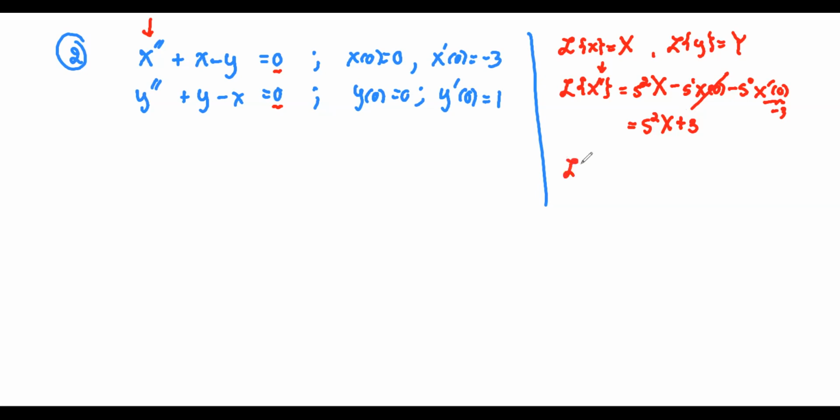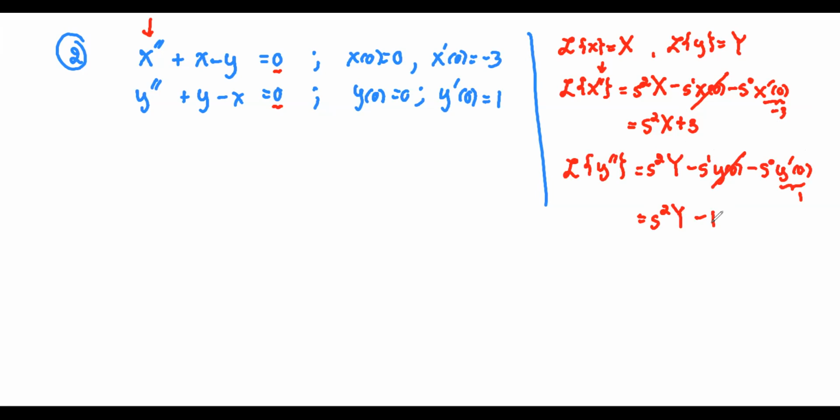And then the next one, the Laplace of y double prime is s squared, the uppercase Y, minus s to the first y at 0, minus s to the power 0, y prime at 0. The y at 0 is 0, y prime at 0 is 1. Then the Laplace of y double prime is s squared uppercase Y, minus 1. Okay.